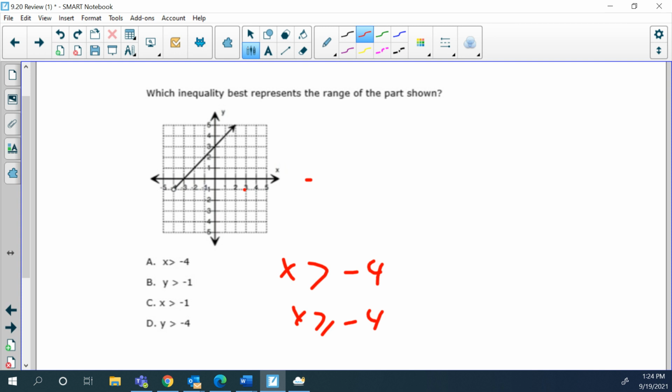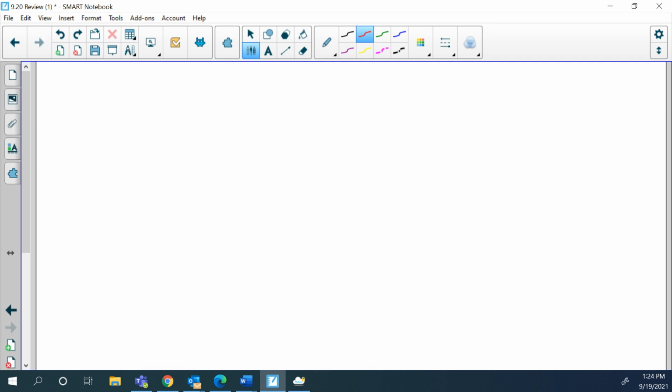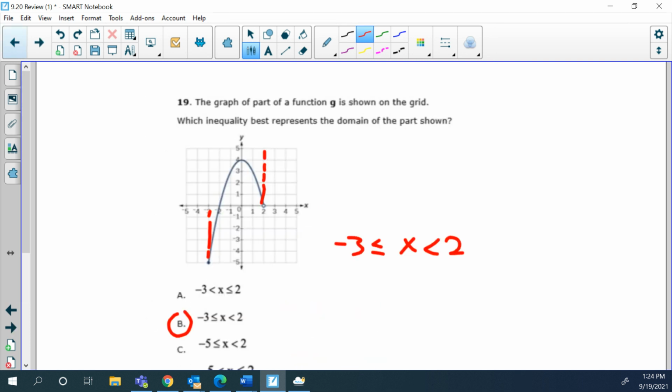Okay, let's see. That was number 20. I think that's it. There are a couple more that didn't get added to the review sheet, but those we can go over in class, okay?